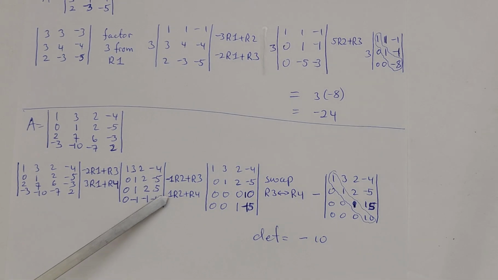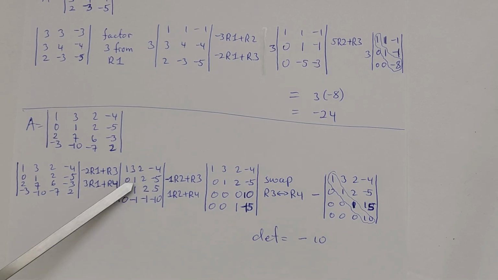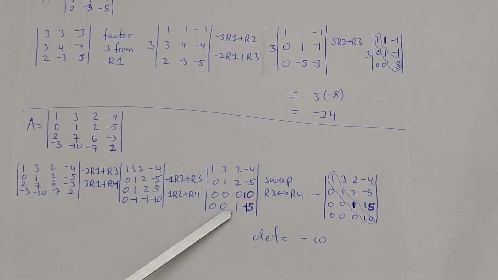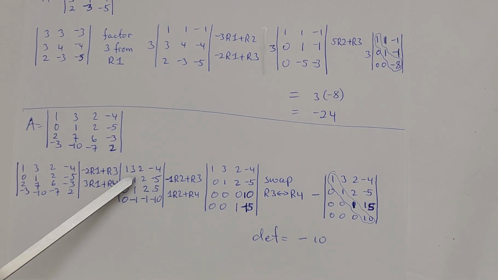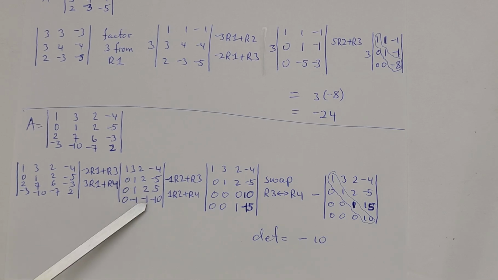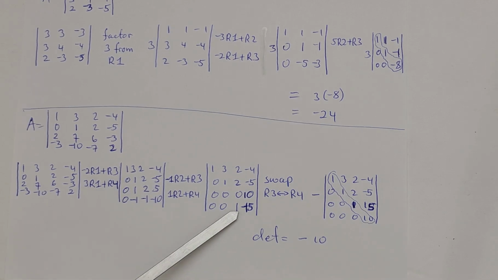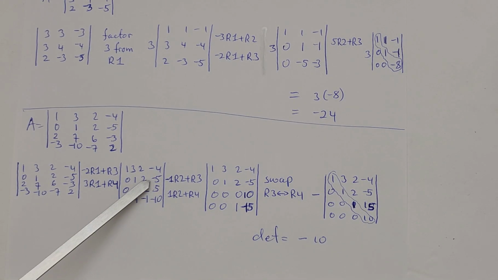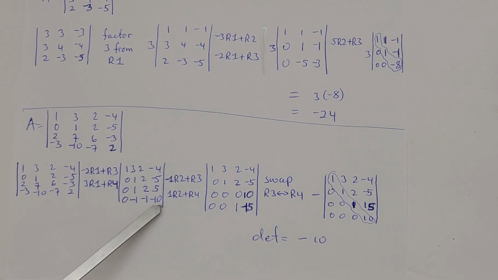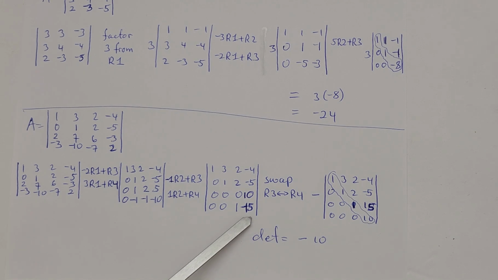Last row, 1 times 1 gives me 1. Subtract 1 gives me this 0. 1 times 2 gives me 2. 2 subtract 1 gives me this 1. 1 times negative 5 will be negative 5. Negative 5 plus negative 10 gives me negative 15.